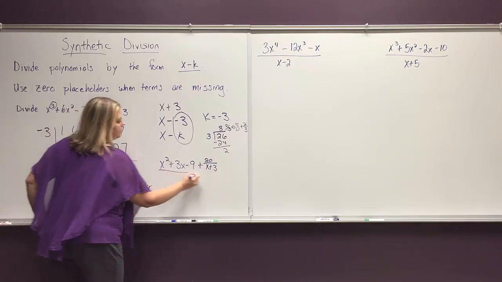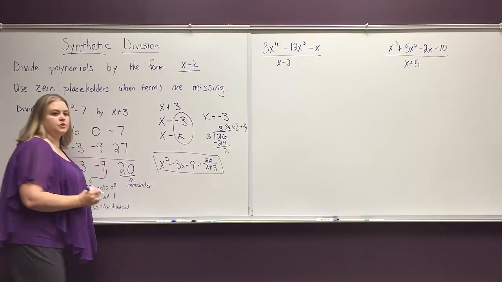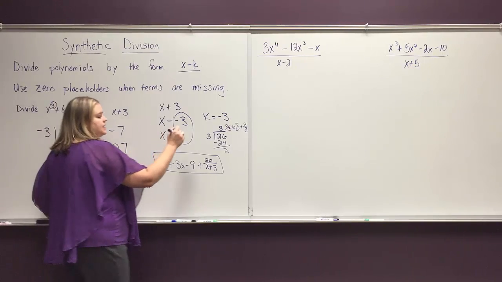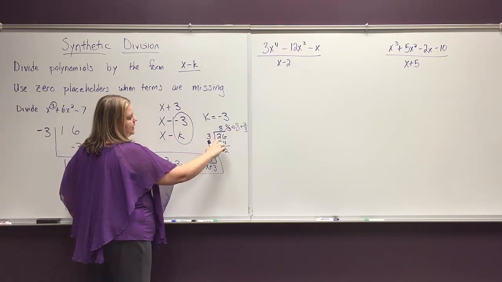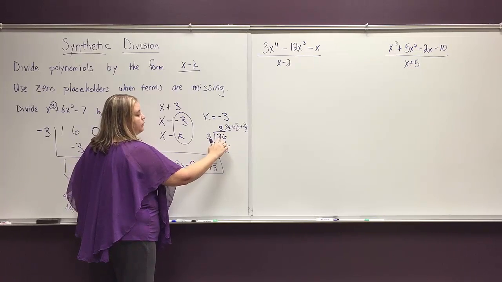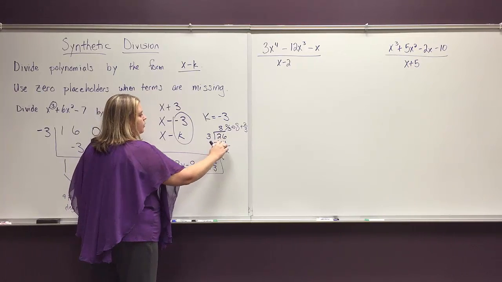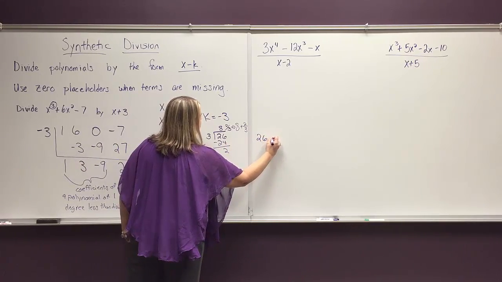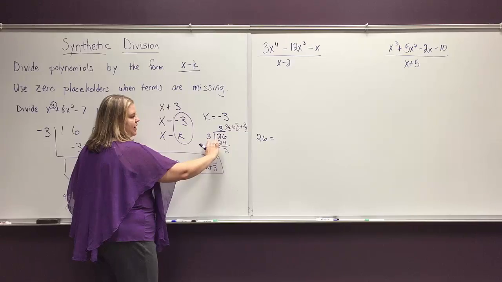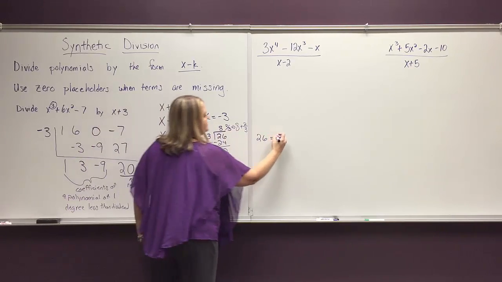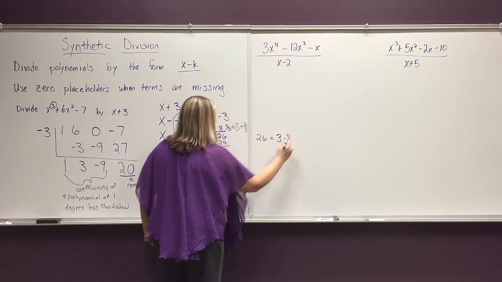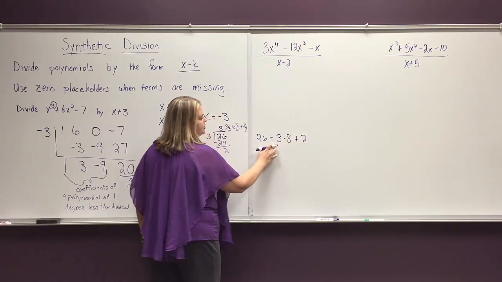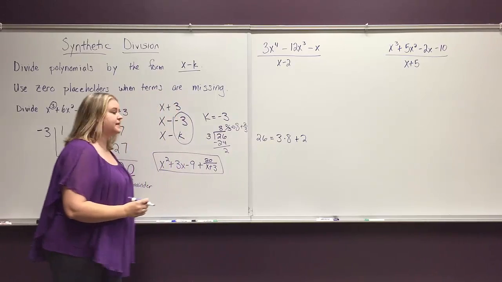And so we get our result from dividing those polynomials. An interesting thing to note is that we could rewrite this. If we think about this division problem, rewriting it as a multiplication problem, we can see that that 26 would be equal to what I'm dividing by, the 3, times the 8, plus the remainder of 2. And you can see that 24 plus 2 does give us the 26.